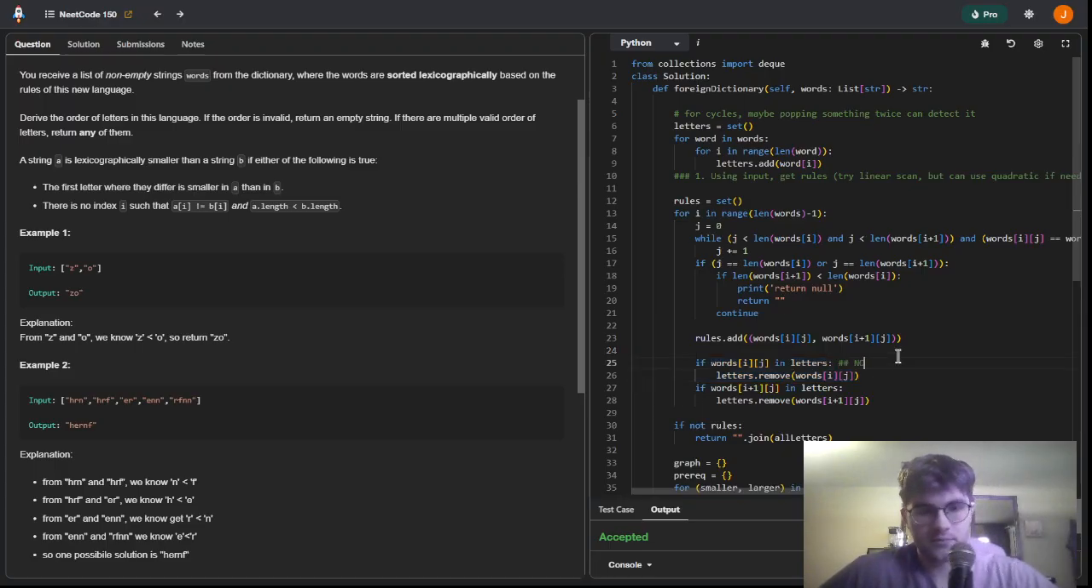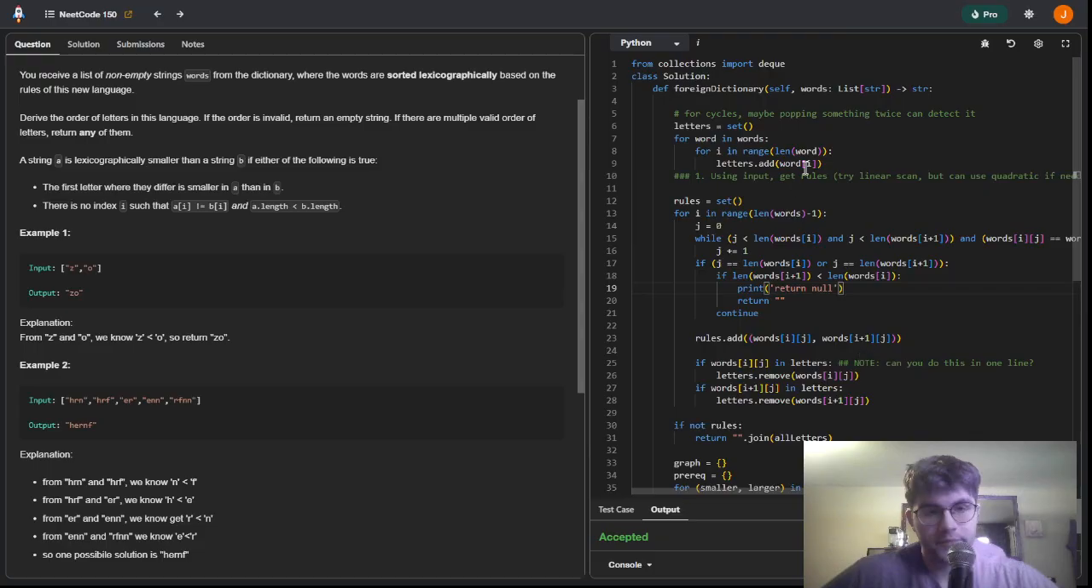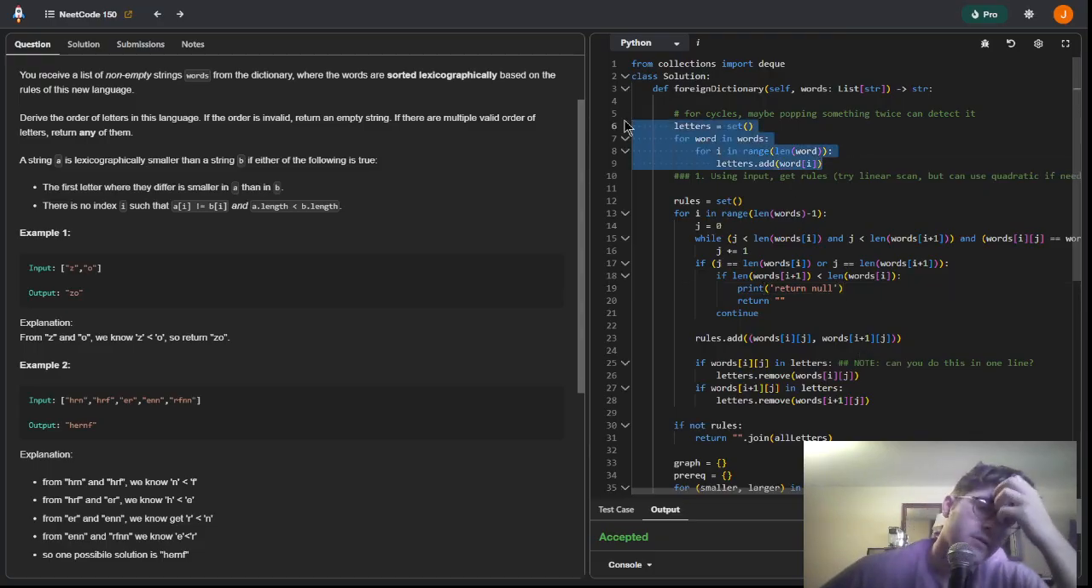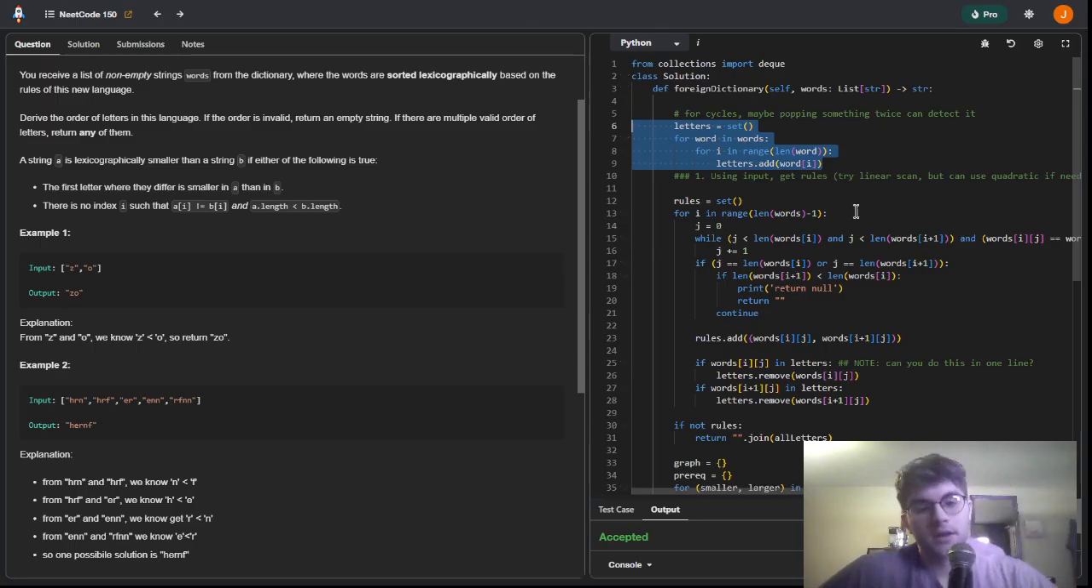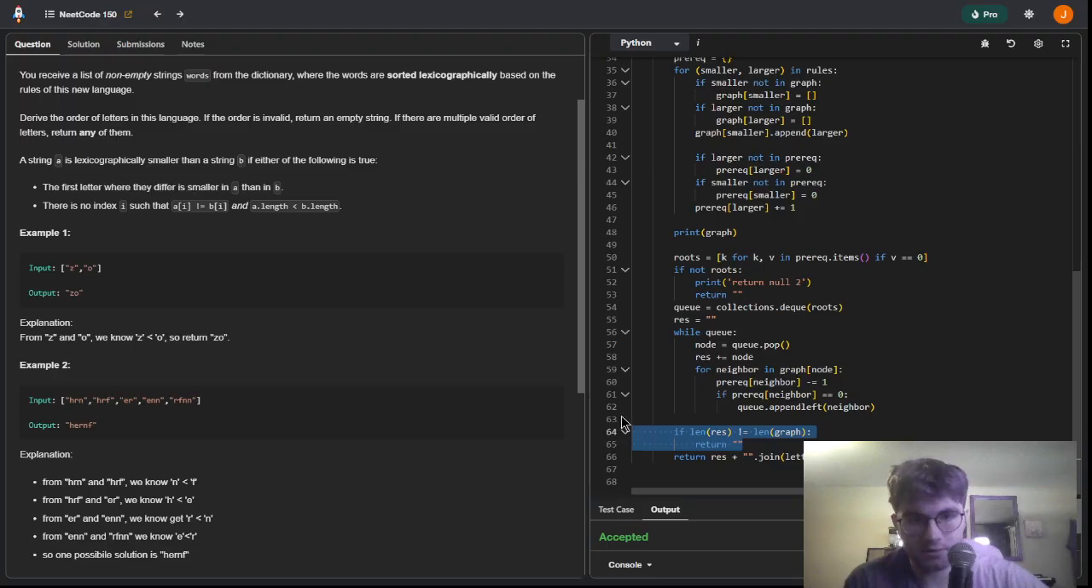Make a note. Is there a smarter way to do this? I mean, we need all the letters, and my idea is if there's unused letters, you have to add them in the end somehow, or in the beginning. It doesn't matter, but you have to add them to your answer. This is a good way to check for cycles.